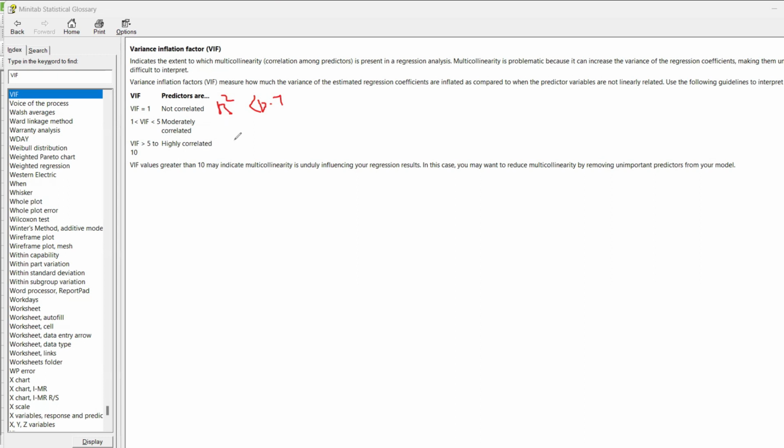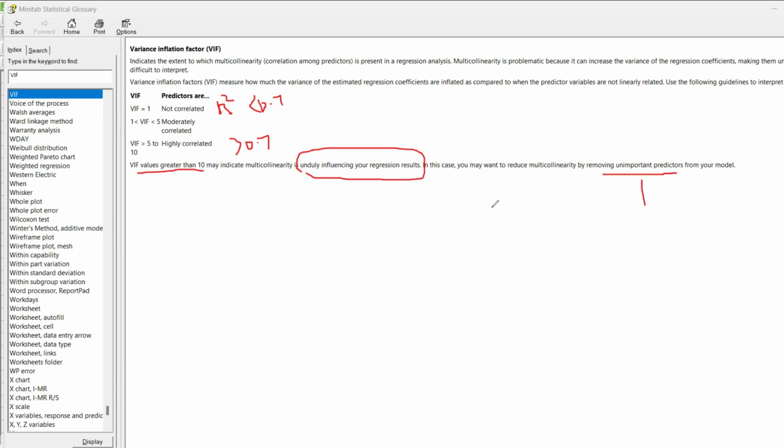High correlation, anything greater than 0.7 is considered high, but here it is considered to be 0.5. VIF, the variance inflation factor, is highly correlated. Also it says that a VIF value greater than 10 may indicate multicollinearity is unduly influencing your result, right? And in this case, you may want to reduce the multicollinearity by removing the unimportant predictor.